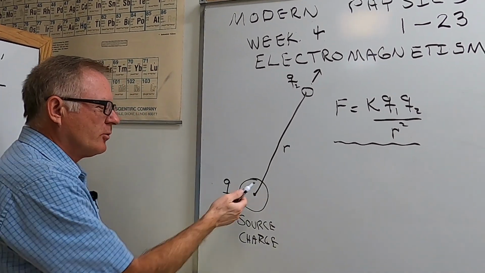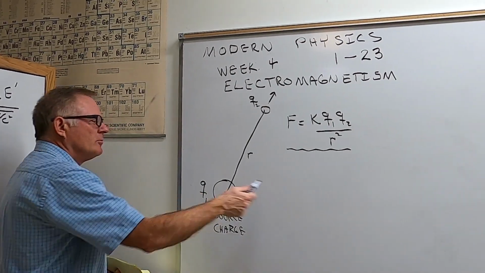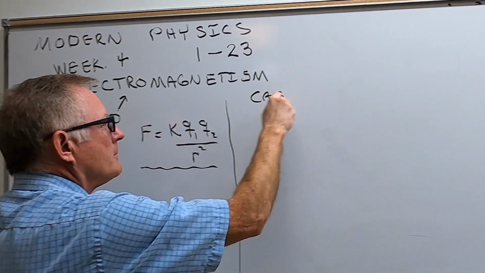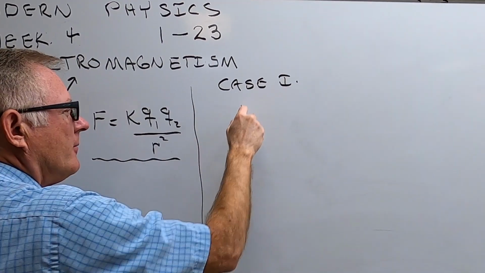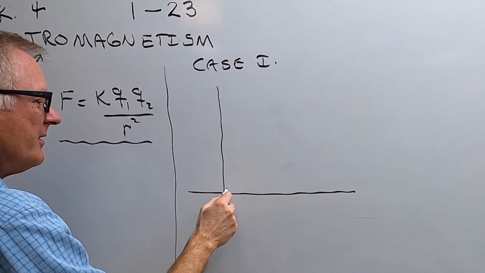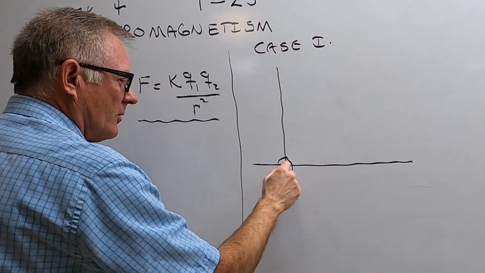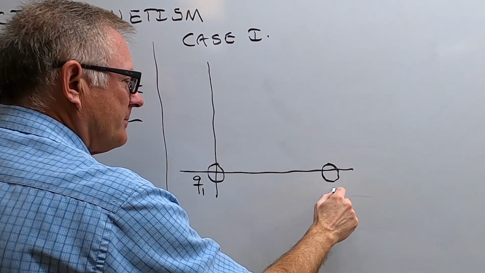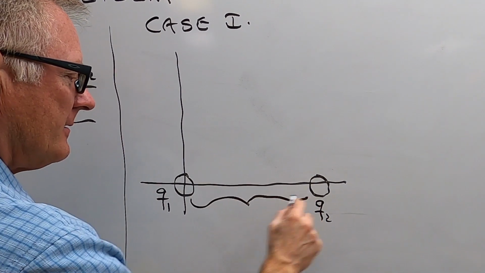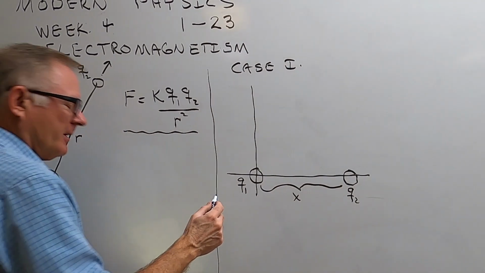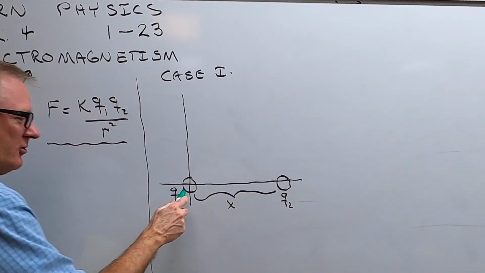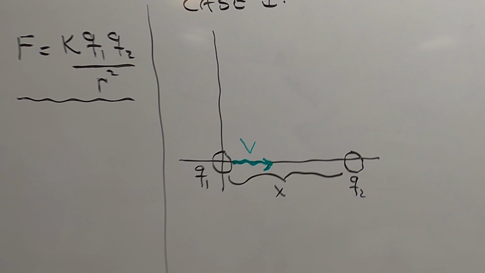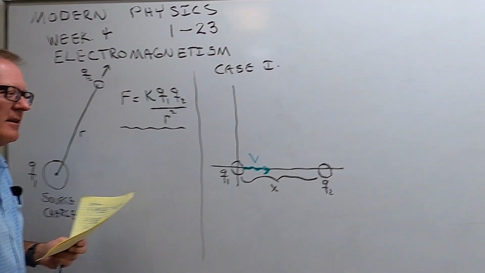So I want to look at some cases where this is moving, and how we handle Coulomb's law when this is moving. Let's look at the first case, case 1. Say we have one of the charges here. There's my source charge, Q1. It's at the origin. I'm going to put the other one out here, Q2, some x distance away, except suppose this charge isn't at rest. Suppose it's moving with some velocity v. And now we ask, what is the force on Q2?